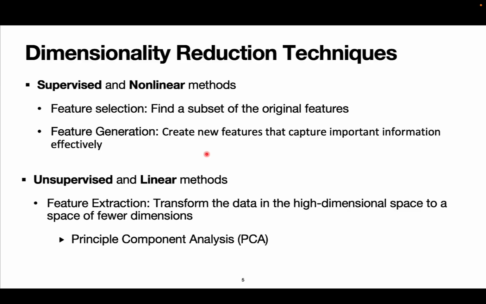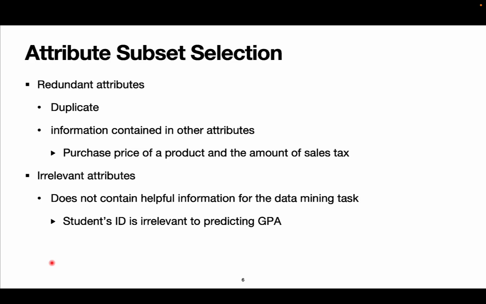For the unsupervised case, there are no labels or guidance, so we use linear algebra methods to transform high dimensional data into fewer dimensions that still capture most of the variation in the data, like what we do in principal component analysis, or PCA.